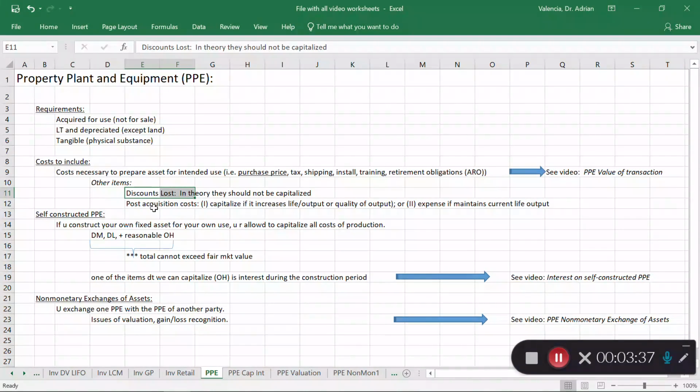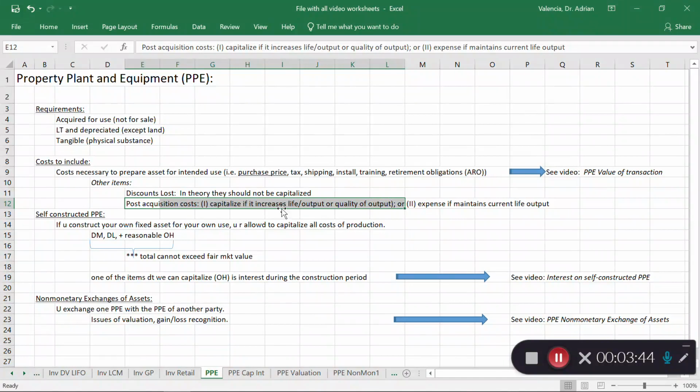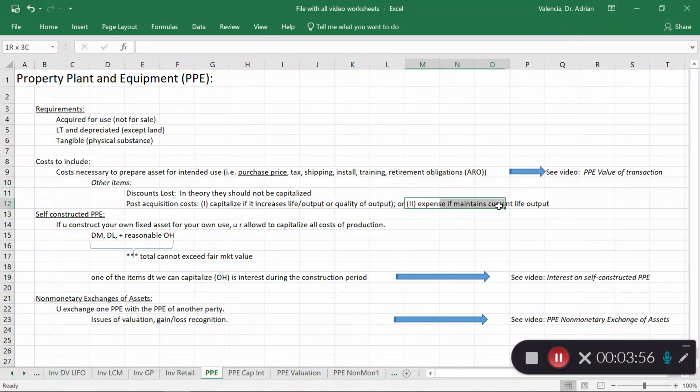So if any amounts of money you put into the property, plant, and equipment improve the life or the quality of the output, then you can capitalize. But if, on the other hand, those costs that you incur simply maintain the current life or the current quality, then those would just be considered operating expenses and you would have to expense and not capitalize. In the case where you would capitalize such a cost, that provides a new basis or a new book value for the asset, and you'll have to recompute depreciation as well.